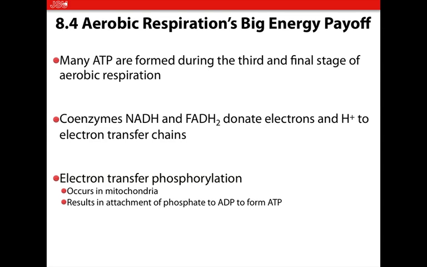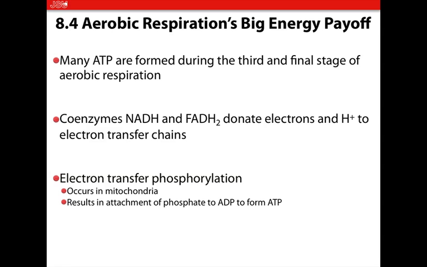The big payoff. Here's where we take those coupons, the NADHs and the FADH2s, and we make ATP from them. Okay, that is the key point here, is this is going to make us 30 some odd ATP. We're going to make a lot of ATP when we take NADH and FADH2 to this electron transfer phosphorylation.